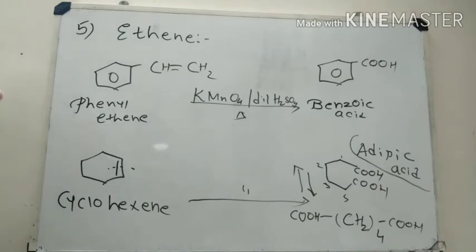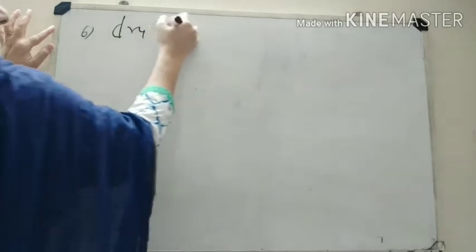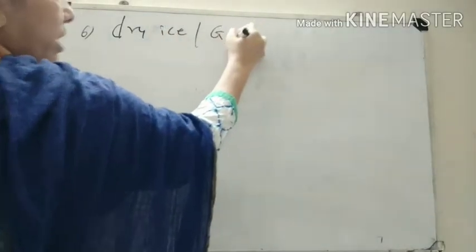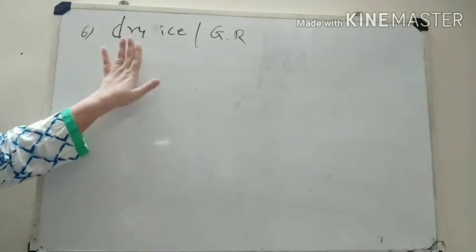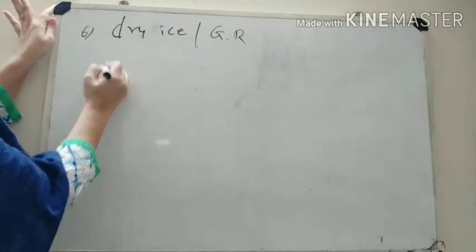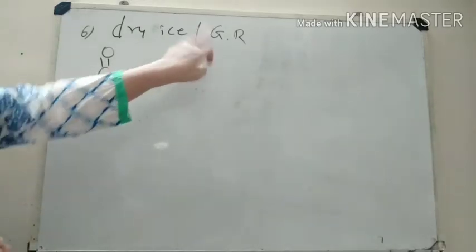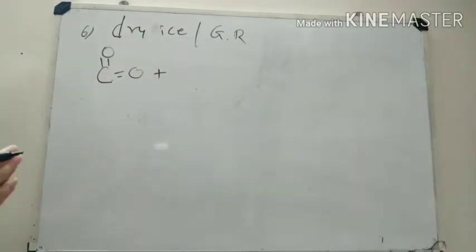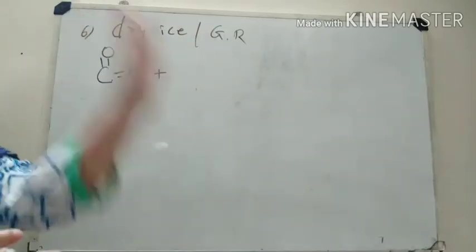Now the second one is dry ice and Grignard's reagent. This is the sixth preparation method. All of you know that dry ice means carbon dioxide. We can write it this way, CO2. Grignard's reagent we have to add to this. Which Grignard's reagent we have to add depends on your question.